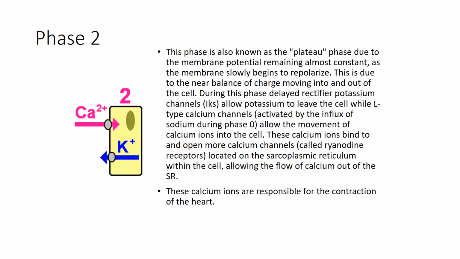This is referred to as a notch on the action potential waveform. Phase 2. This phase is also known as the plateau phase due to the membrane potential remaining almost constant, as the membrane slowly begins to repolarize. This is due to the near balance of charge moving into and out of the cell. During this phase, delayed rectifier potassium channels, IKs, allow potassium to leave the cell, while L-type calcium channels, activated by the influx of sodium during phase 0, allow the movement of calcium ions into the cell. These calcium ions bind to and open more calcium channels, called ryanodine receptors, located on the sarcoplasmic reticulum within the cell, allowing the flow of calcium out of the sarcoplasmic reticulum, SR. These calcium ions are responsible for the contraction of the heart.